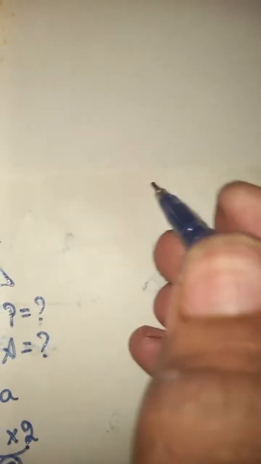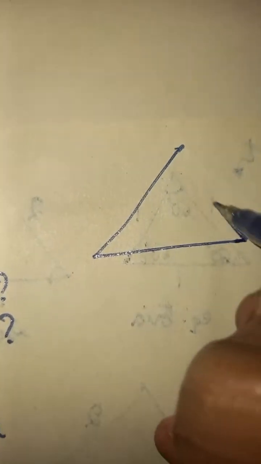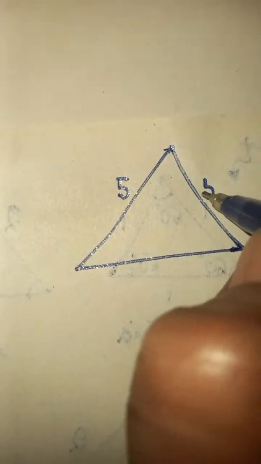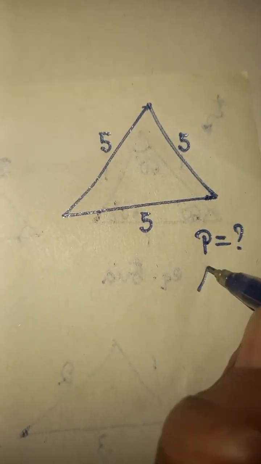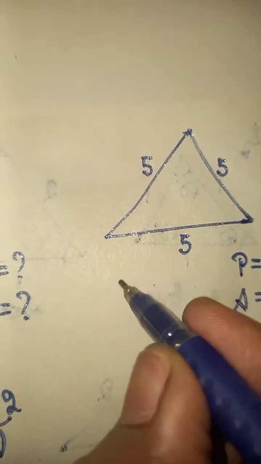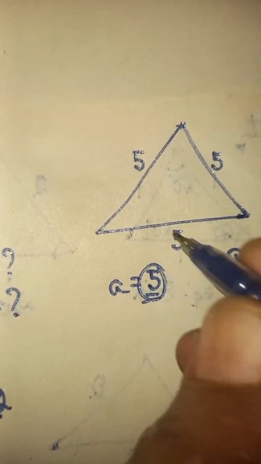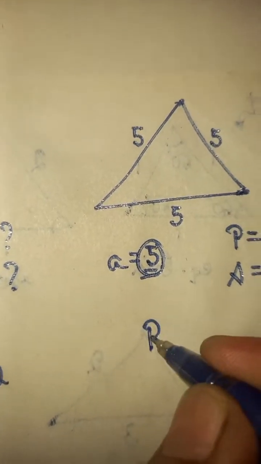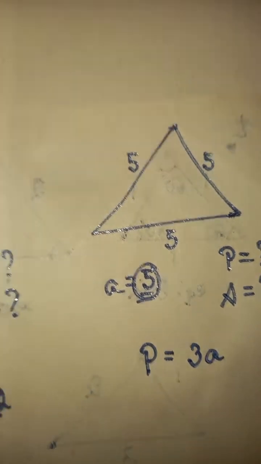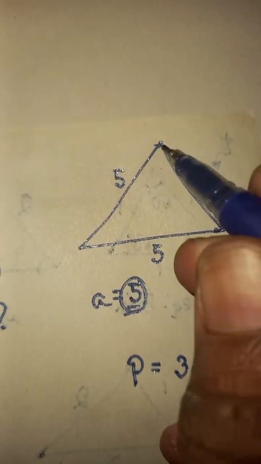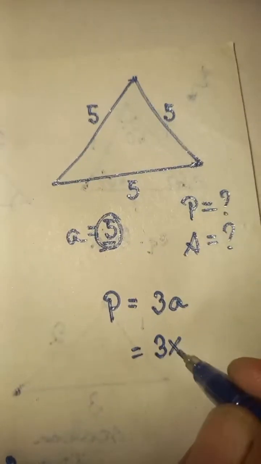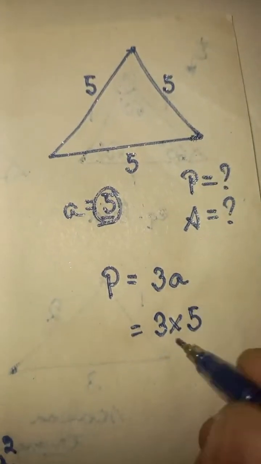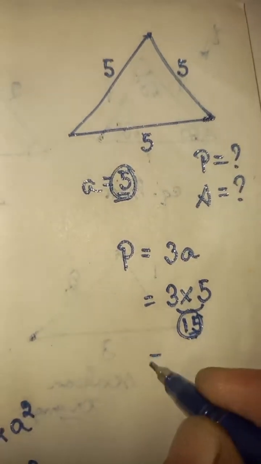Let's take one more triangle, and in this triangle they have given all sides as 5 units. When all sides are 5 units, you need to find out what's the perimeter and what's the area of this equilateral triangle. Here the side length is 5 units. When the side length is 5 units, the perimeter of an equilateral triangle is 3 times the side length. Here there are 3 sides, 1 2 3, so it is 3 times 5 units, 3 times 5, which is 15. So 15 units is the perimeter of this equilateral triangle.